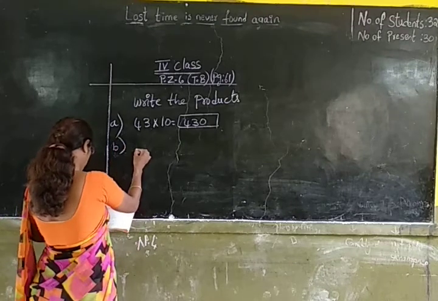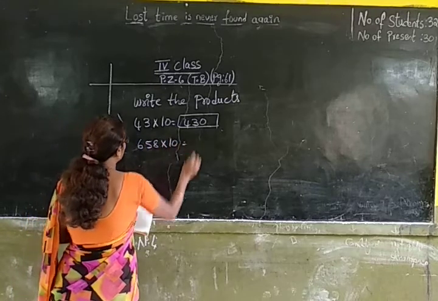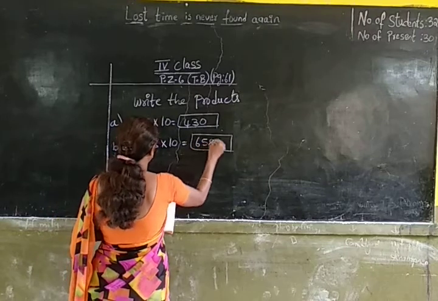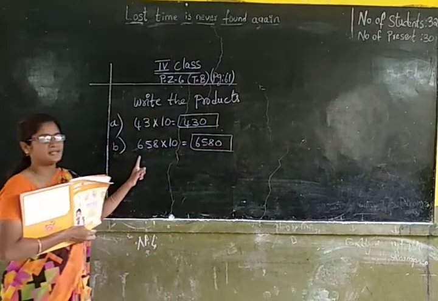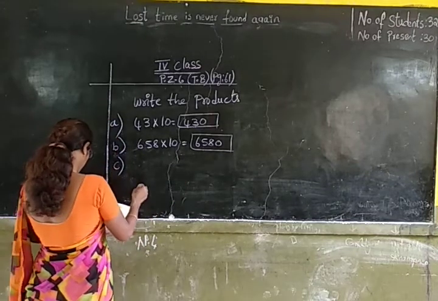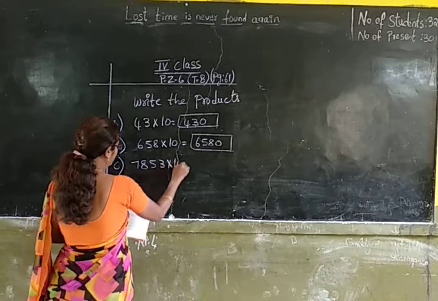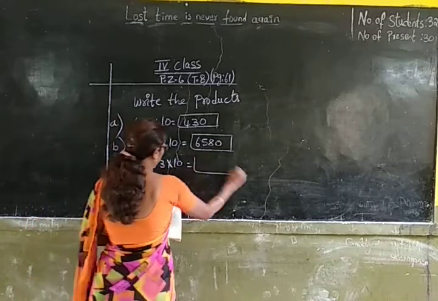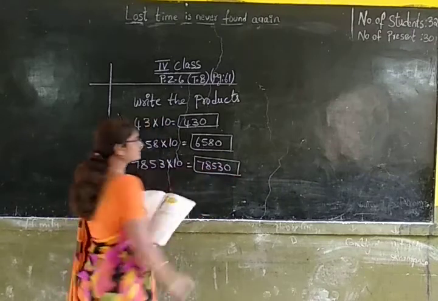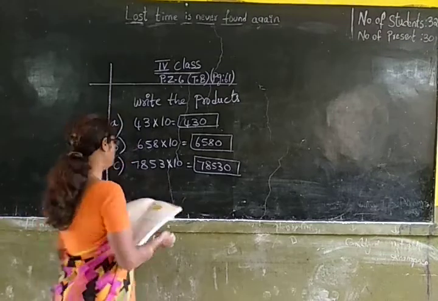Similarly, B sum, 658 into 10. So you have to place 1 0 to the right side of the multiplicand when we multiply with 10. Similarly, C sum, 7853 into 10. Here also, first you have to write the multiplicand and you have to place 1 0 to the right side of the multiplicand because 10 is having 1 0.